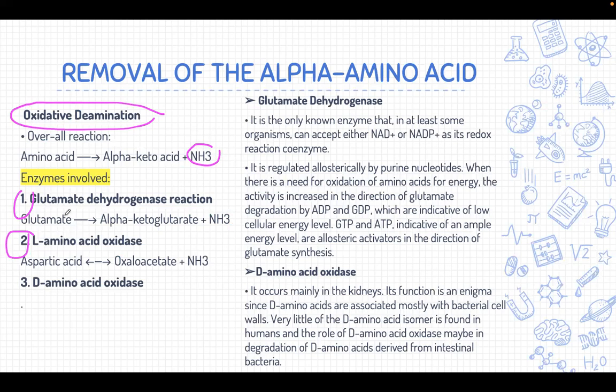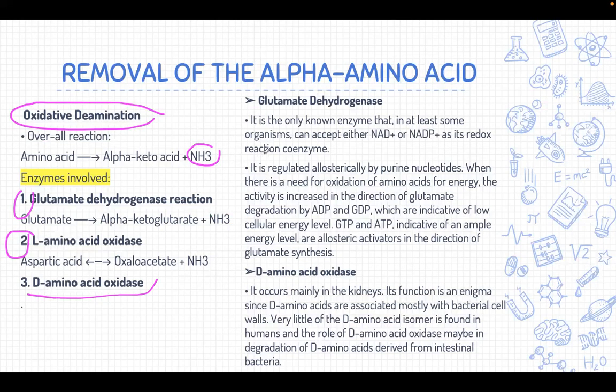So sabi nga po natin, very, very important si enzymes when it comes to the biological function of a eukaryotic cell, tayong mga humans. Almost lahat ng mga biological functions happening inside our body, meron kaakibat na enzymes yan. They serve as catalyst. Next, the D-amino acid oxidase. So for the oxidative deamination under the removal of alpha amino group, we have 3 enzymes involved: the glutamate dehydrogenase reaction, the L-amino acid oxidase, and the D-amino acid oxidase. So, rundown natin sila isa-isa.